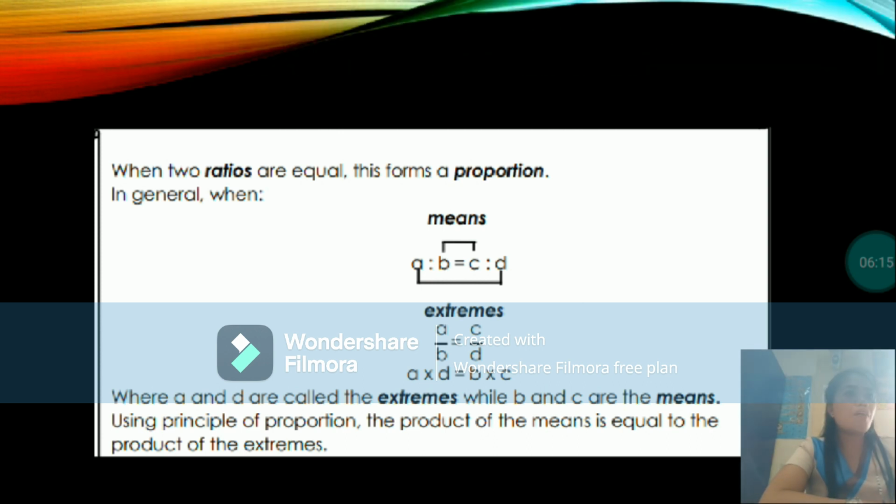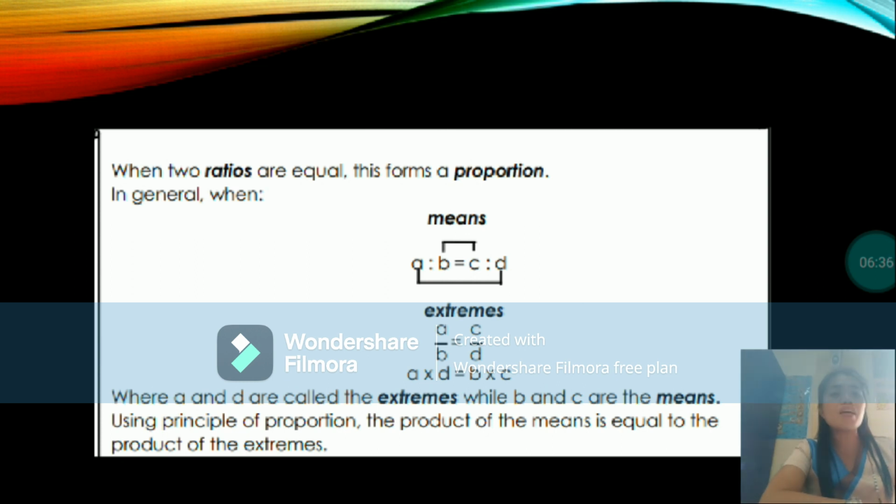So at this part, we are going to proceed. When two ratios are equal, this forms a proportion. Now in general, you have A is to B is equal to C is to D, where your means are B and C, and your extremes are A and D.